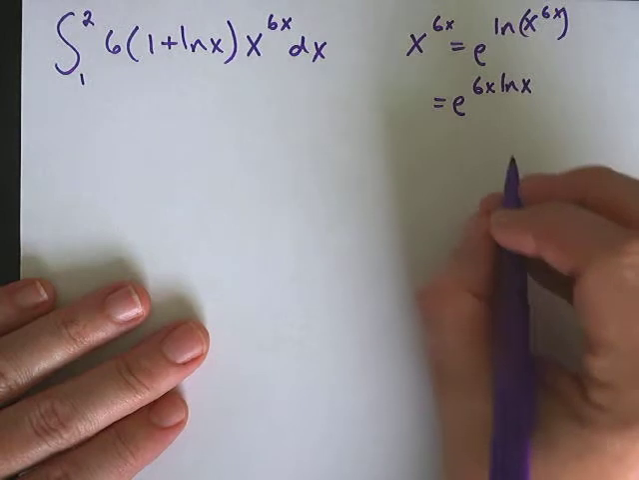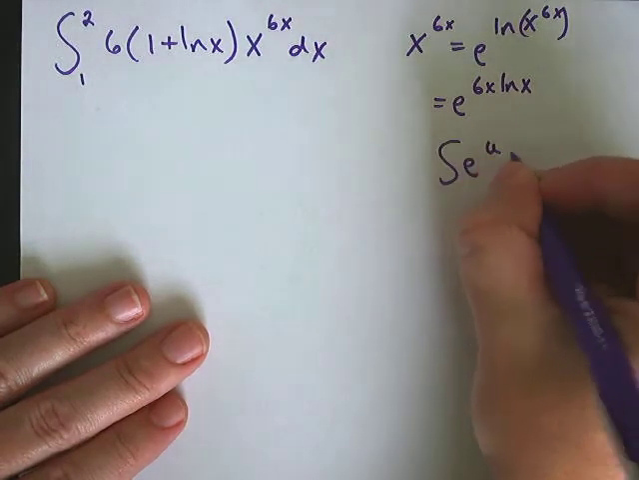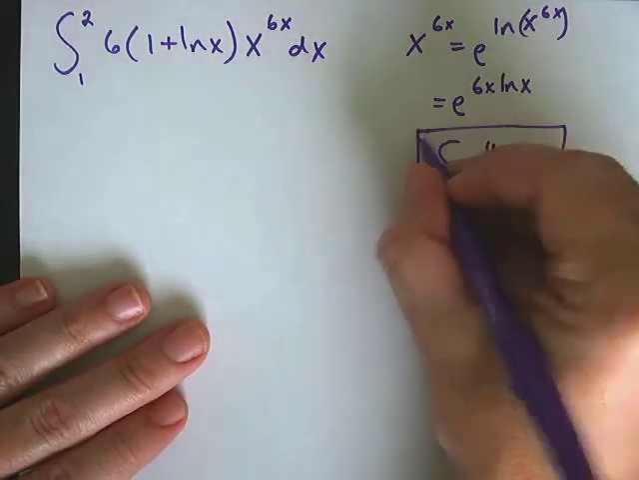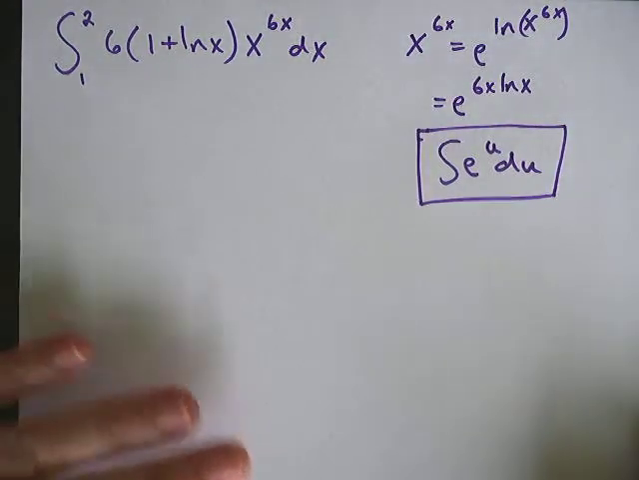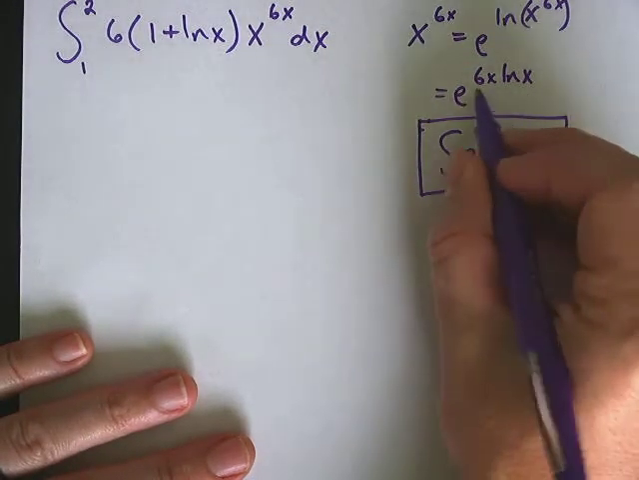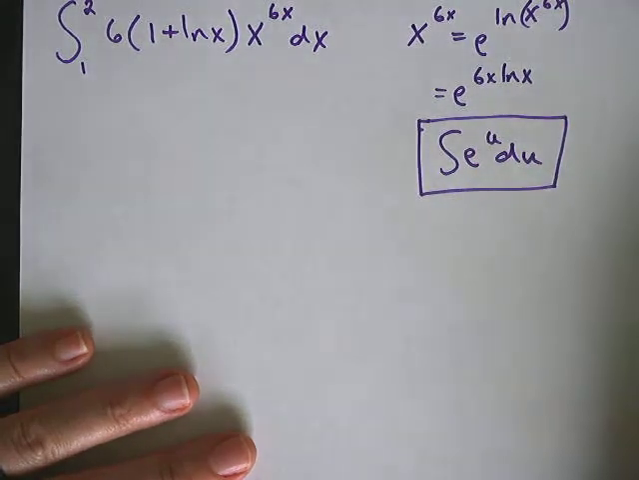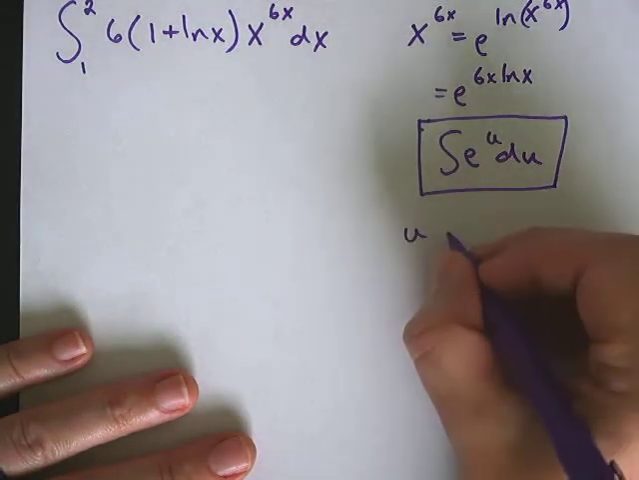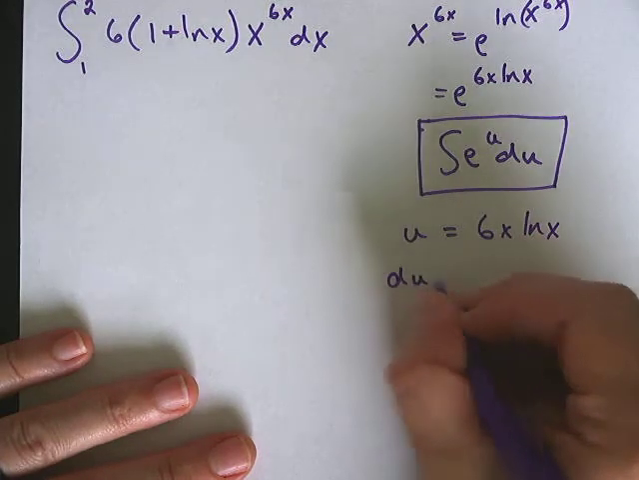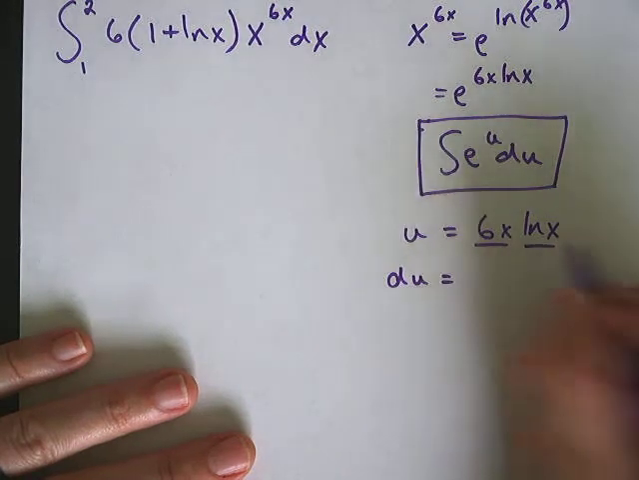Okay, so what we're hoping here is that we have something of the form e to the u du. That is what we want to get towards. So let's see if we can get something of the form e to the u, which would mean that this right here, 6x ln x, is our u. So if u is equal to 6x ln x, then du is equal to, well, we need to use the product rule. Here's the first term and the second term.